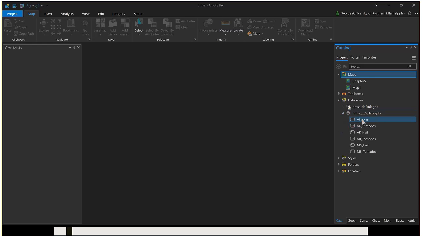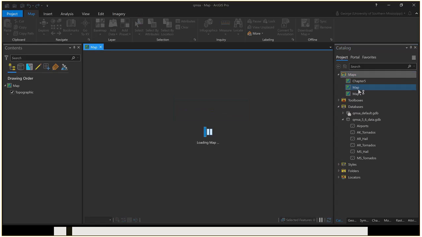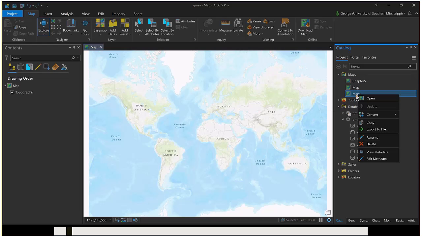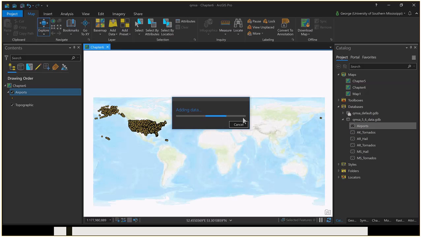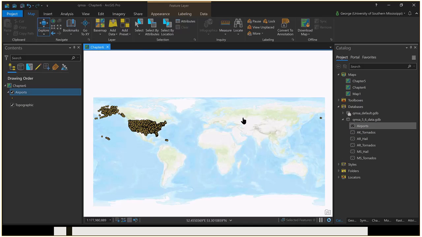Airports is right here. So I'm going to call this new map, rename it chapter 6. Throw on airports. And when I downloaded it, it was all the airports for the whole world. I did pull out just the United States airports, but even that's too many.